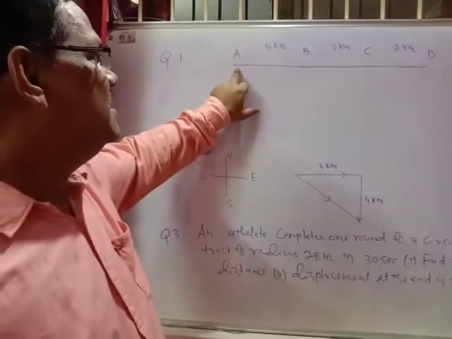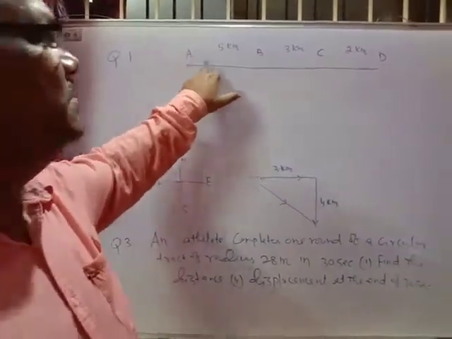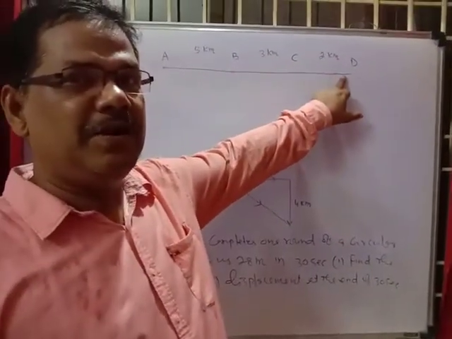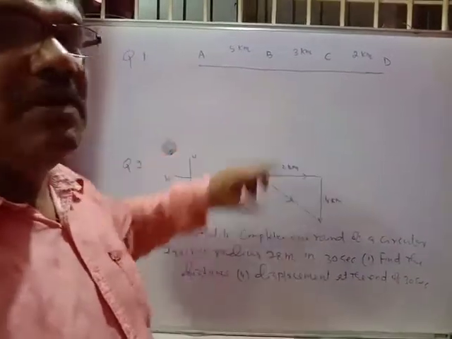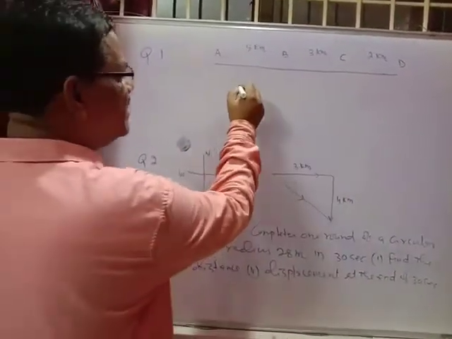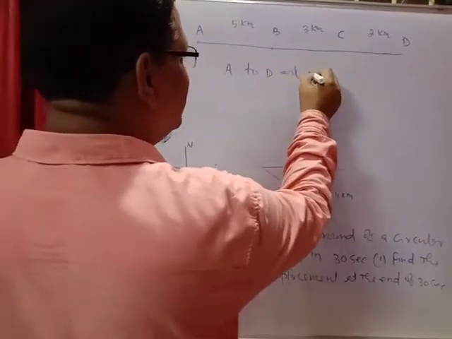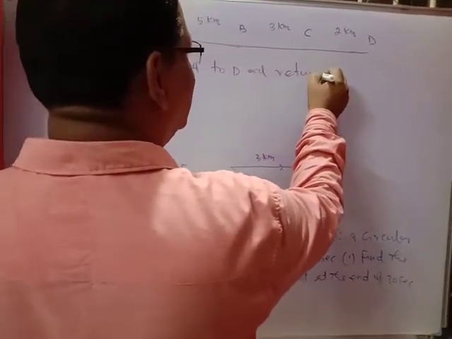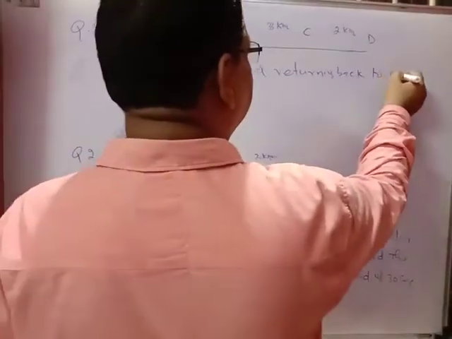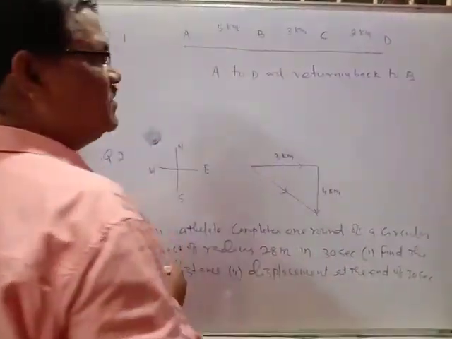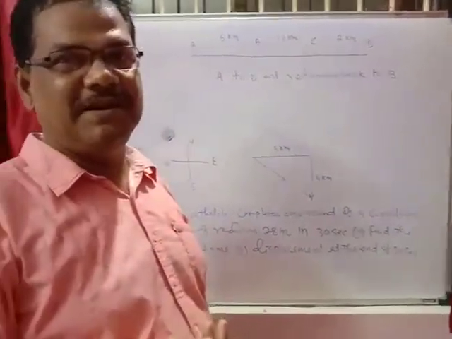Suppose a man is moving from A to D, and again it is returning back to B. What I am telling is that the man is moving from A to D and returning back to B. The question is, what is the distance traveled by the man and the displacement of the man?